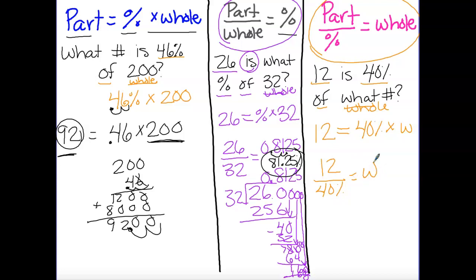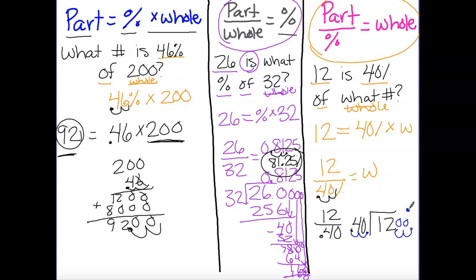We need to change my percent into a decimal, so I move it 2 places to the left, 1, 2, and I have 12 divided by 0.40. So I will take 12 and divide it by 40 hundredths. When I am dividing by a decimal, I need to make this a whole number, which means I have to move my decimal inside as well. Fill it in with zeros and pull my decimal up top.